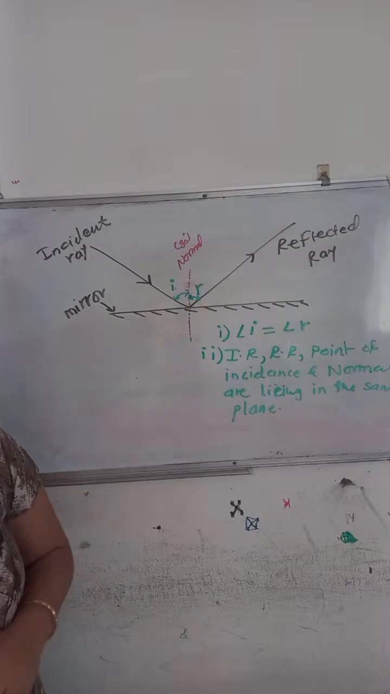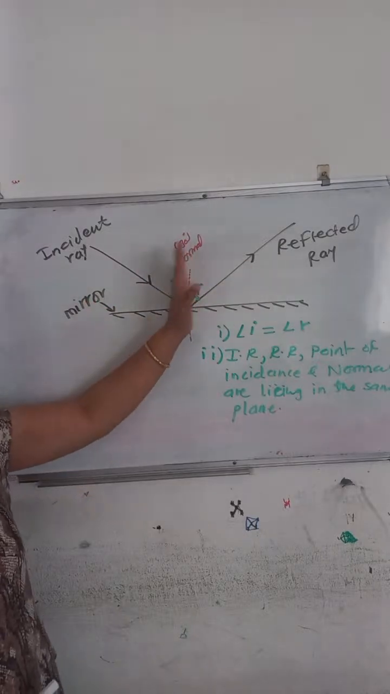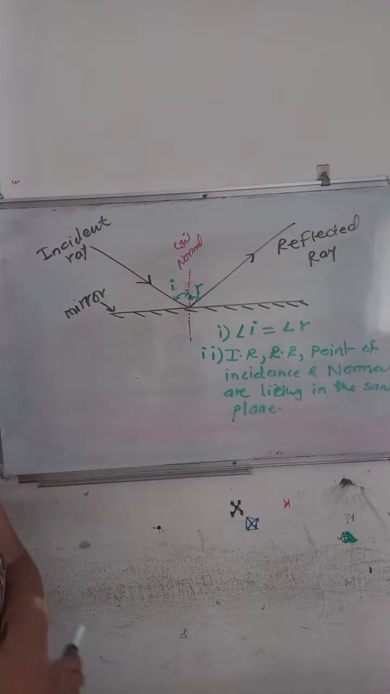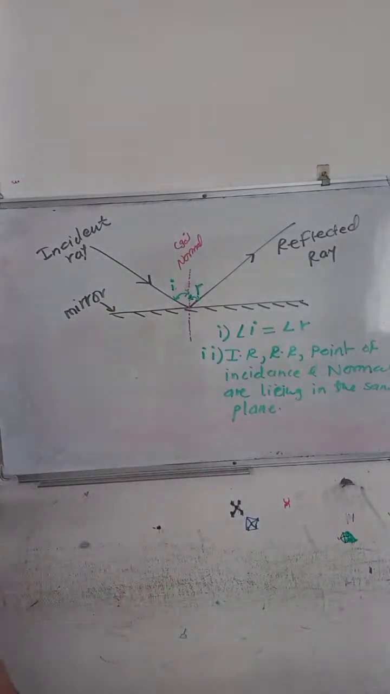You will get full marks when your diagram is correct. You have to show the arrow inward for the incident ray and outward for the reflected ray, show the normal, angle of incidence, angle of reflection, and this mirror. Everything you have to write properly, then only you will get full marks. So these are the laws of reflection. Angle of incidence is equal to angle of reflection, and the incident ray, reflected ray, normal and point of incidence lie on the same plane.